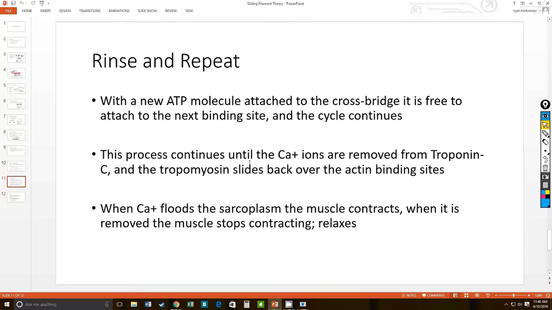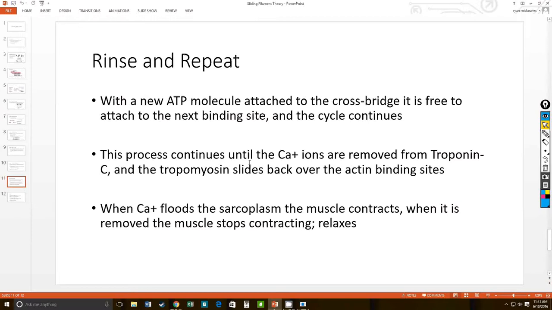Essentially, calcium is said to be the controller of this whole process because when calcium is released by the sarcoplasm, the muscles will start to contract, they'll start cycling, the filaments will start moving. And then when calcium is removed, the contraction stops. It has to relax. All right.